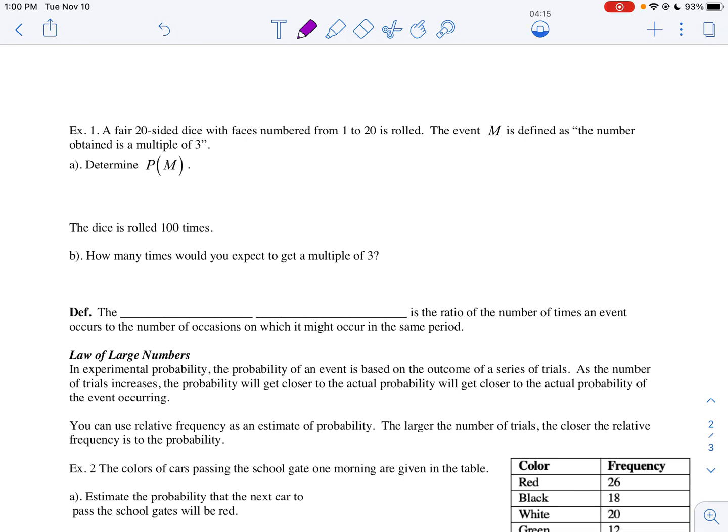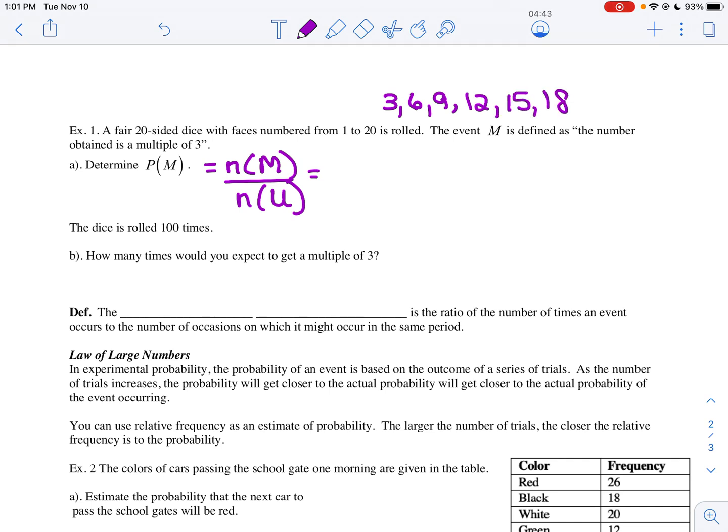A fair 20-sided dice with faces numbered 1 to 20 is rolled. M is the event defined as the number obtained is a multiple of 3. So this is going to be the number of elements in M over the total elements in your sample space. Well, let's think a moment. The multiples of 3 up to 20 are 3, 6, 9, 12, 15, and 18. So that's 1, 2, 3, 4, 5, 6. And then there are 20 numbers on this dice. So that's 3 over 10, or 0.3.